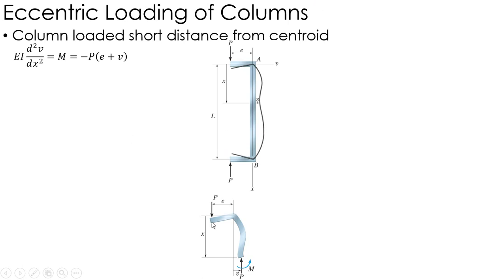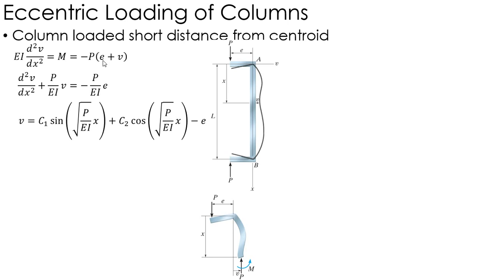Okay, so if I cut it to calculate that moment, you can see it's not just the displacement or the deflection, but that plus the eccentricity away from the centroid. I get this differential equation from setting that up with what we know about the relationship between the moment and the deflection. And the solution to that differential equation is given here. It's a little bit different than the last one because I have this e value that's also showing up here.